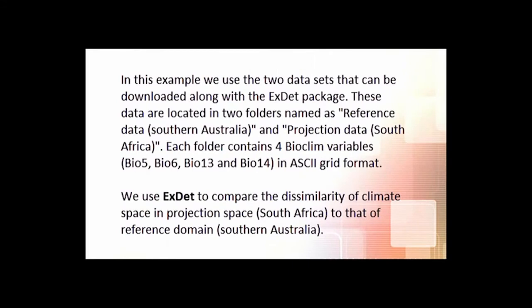In this example, we use the 2 datasets that can be downloaded along with the ExDet package from the climon.org website. These data are located in 2 folders named Reference Data Southern Australia and Projection Data South Africa. Each folder contains 4 BioClim variables in ASCII grid format. We are now going to use the ExDet tool to compare the dissimilarity of covariate space between the projection data South Africa and the reference domain Southern Australia.